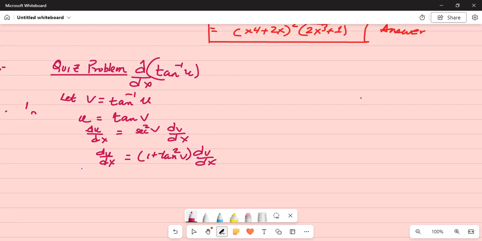Now we already showed you, remember this step, that u is equal to tangent x, so du by dx is equal to 1 plus u square times dv by dx. Okay, let me write that clearly. dv by dx.